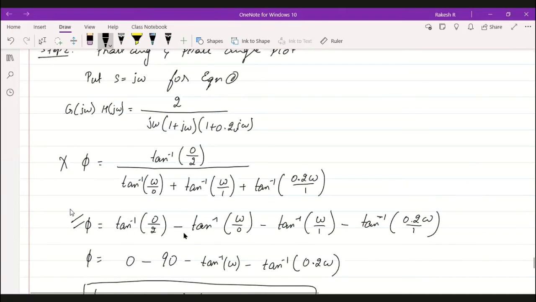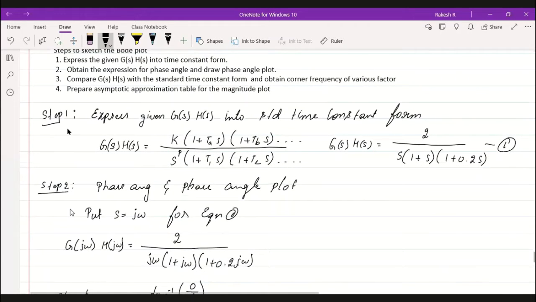Yes. So first I'll explain once again. The first step we need to do is to express the given G of s into H of s in the standard time constant form. Right. What is the standard time constant form? That is G of s into H of s is K into 1 plus Ta s into 1 plus Tb s, divided by s raised to p, 1 plus T1 s into 1 plus T2 s. This is the standard time constant form.